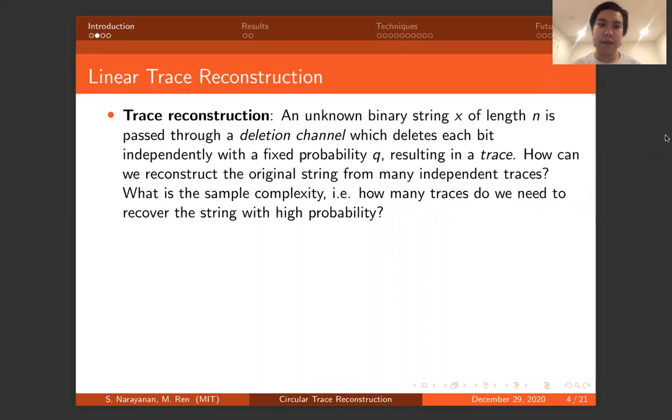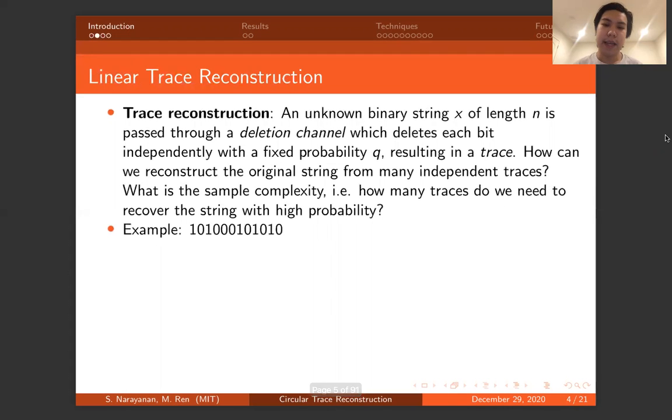So first, I'll talk a little bit about trace reconstruction for linear strings, which is the standard trace reconstruction that has been studied before. The setup is that we have an unknown binary string x of length n. It's going to be passed through a deletion channel, which deletes each bit of the string with some fixed probability q. The resulting bits are going to be concatenated into a trace. And that's what we see. So we want to reconstruct the original string from seeing a lot of independent traces. The question is, how can we do this, and how many traces do we need to recover the string with high probability?